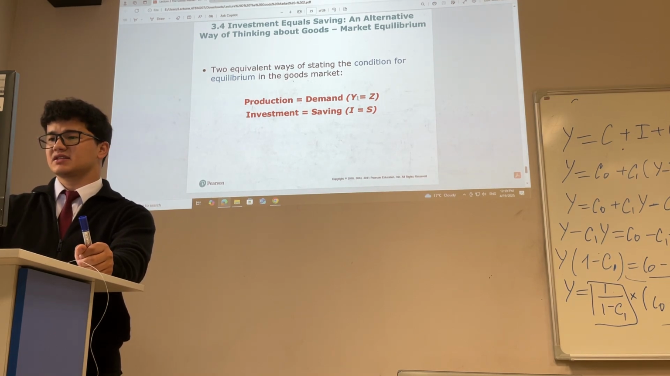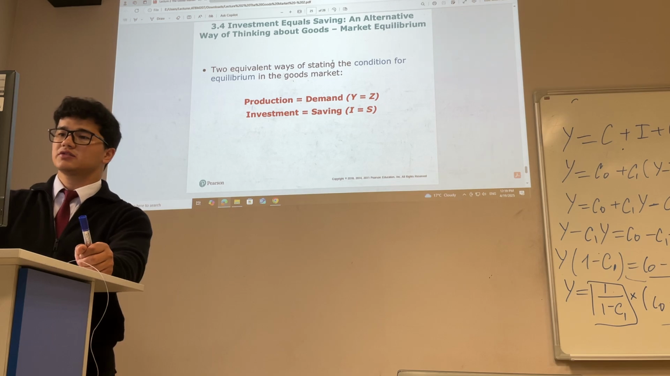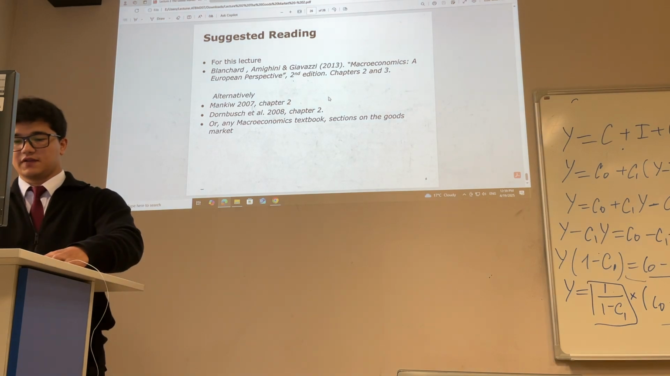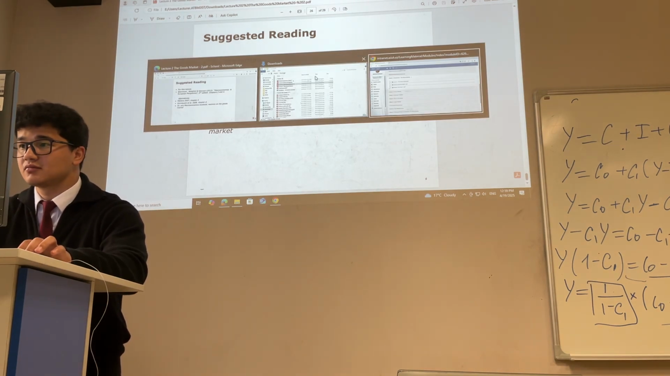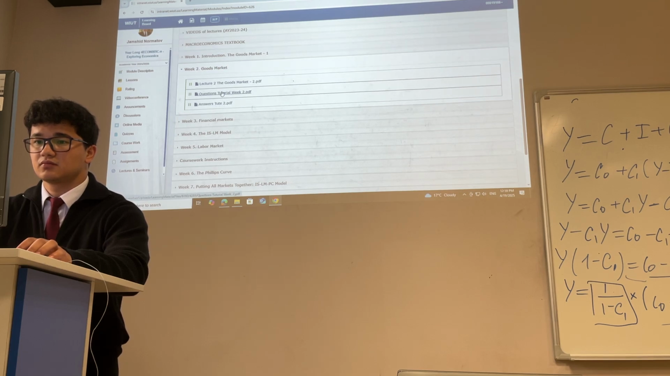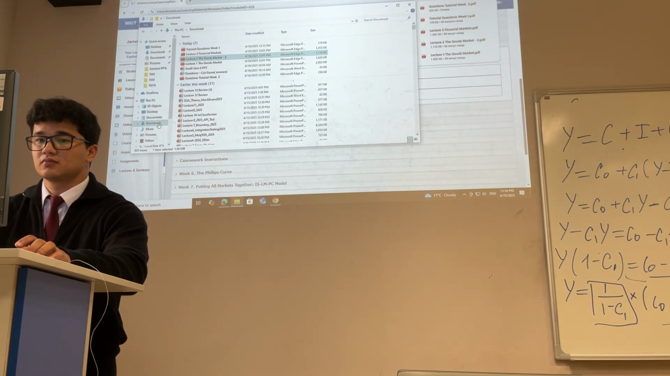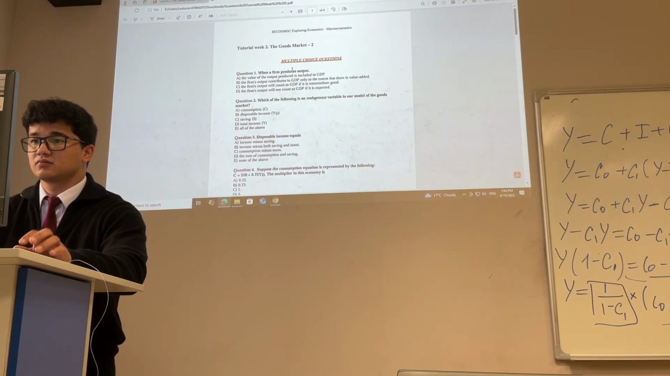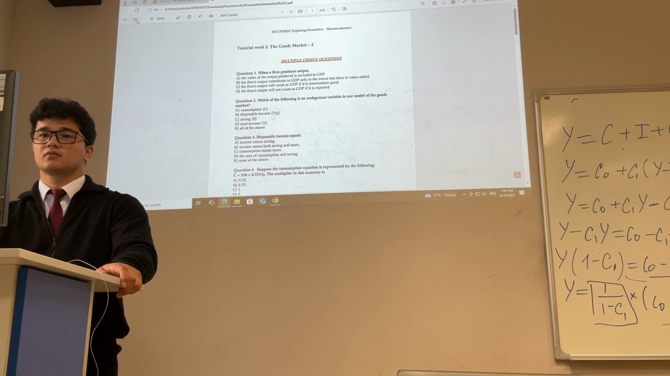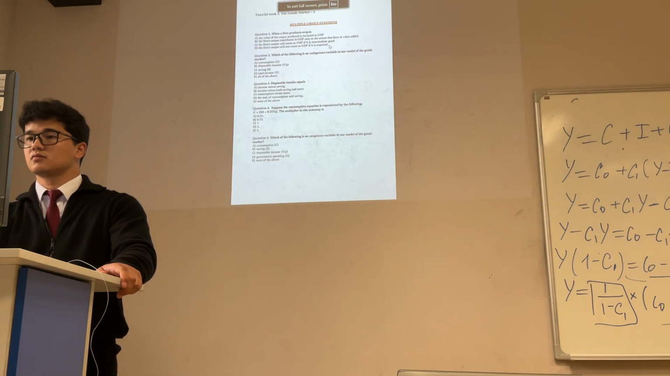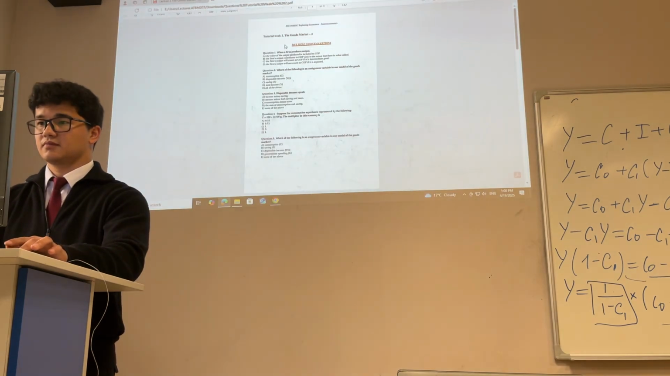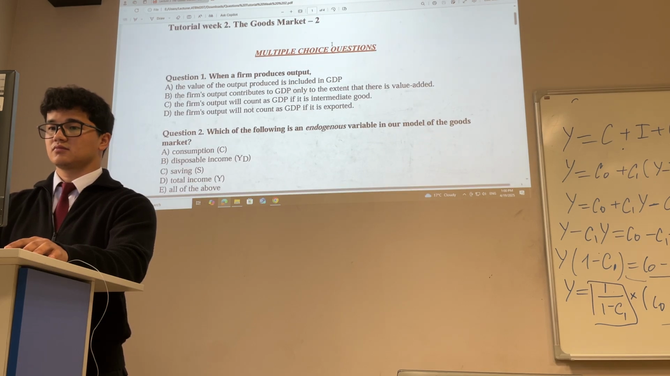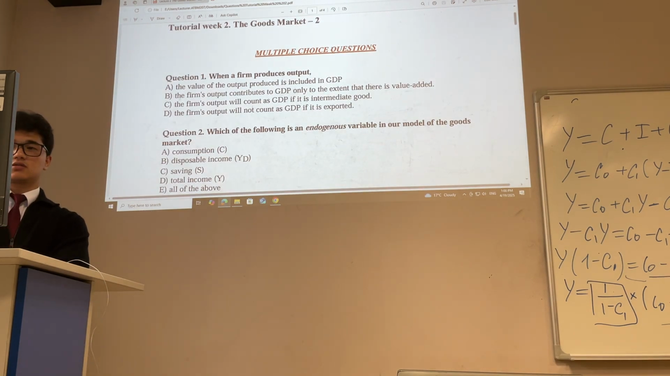Again, Y is our production and Z is demand. Two equivalent ways of stating the condition for equilibrium in the goods market. And we finished lecture 2. Now let's solve questions. First question.